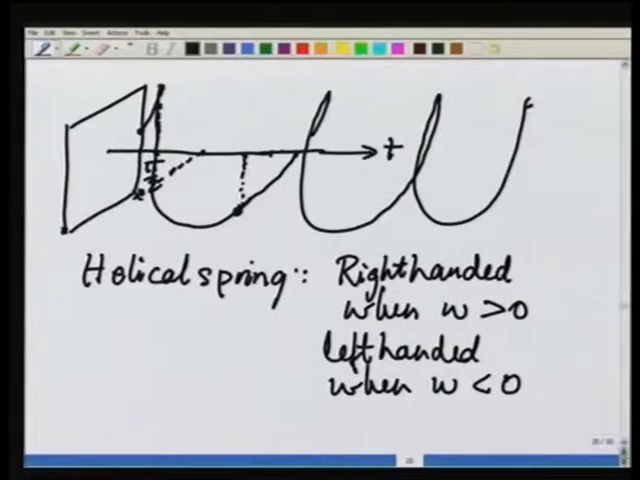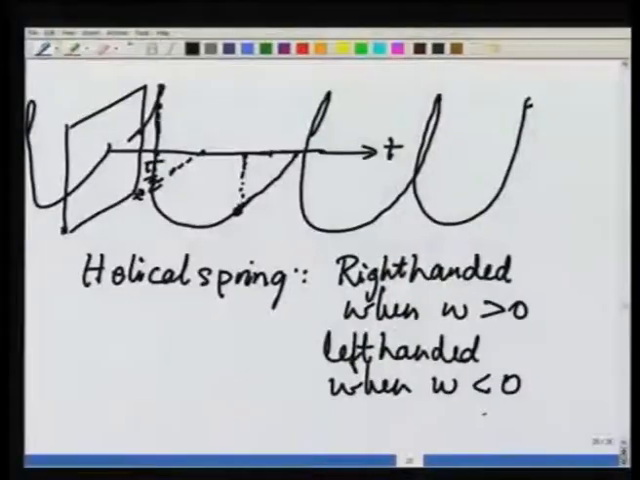Furthermore, an extension of this graph for negative time would simply be to continue the spring in the negative direction like this, and so on. So, it is a spring running from t equal to minus infinity to t equal to plus infinity, which has a right handed nature when omega is greater than 0, a left handed property when omega is less than 0. Furthermore, we can associate the normal dimensional properties, shaped properties of a spring with this function like this.